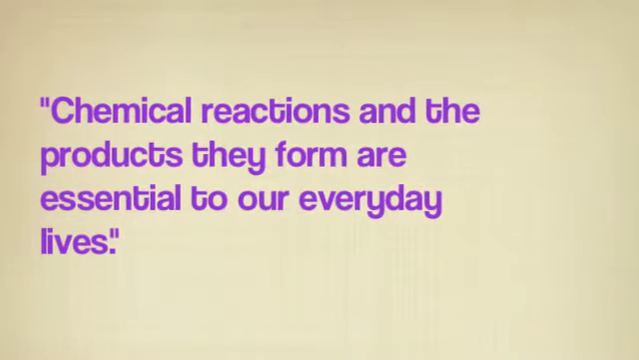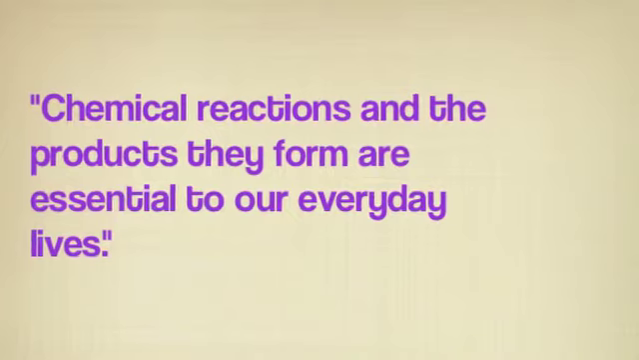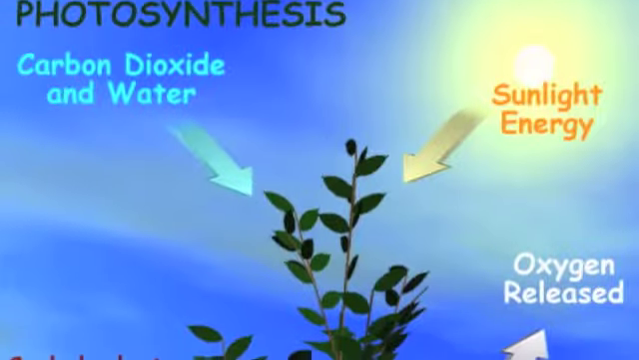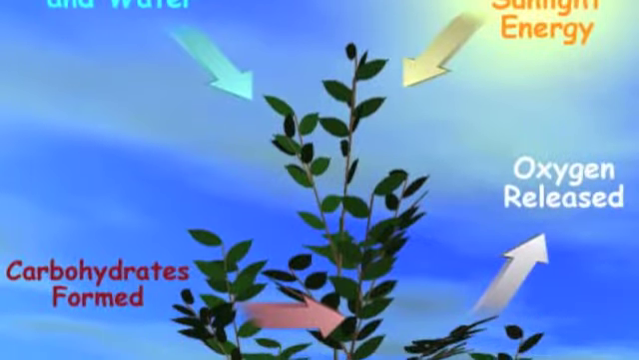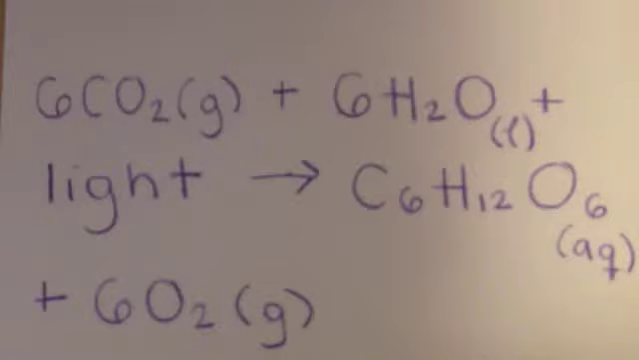Chemical reactions and the products they form are essential to our everyday lives. For example, photosynthesis is a chemical reaction that occurs in plants. This reaction takes place when carbon dioxide and water react with the light energy from the sun to form glucose and oxygen. The two products created by this reaction are essential for human life.